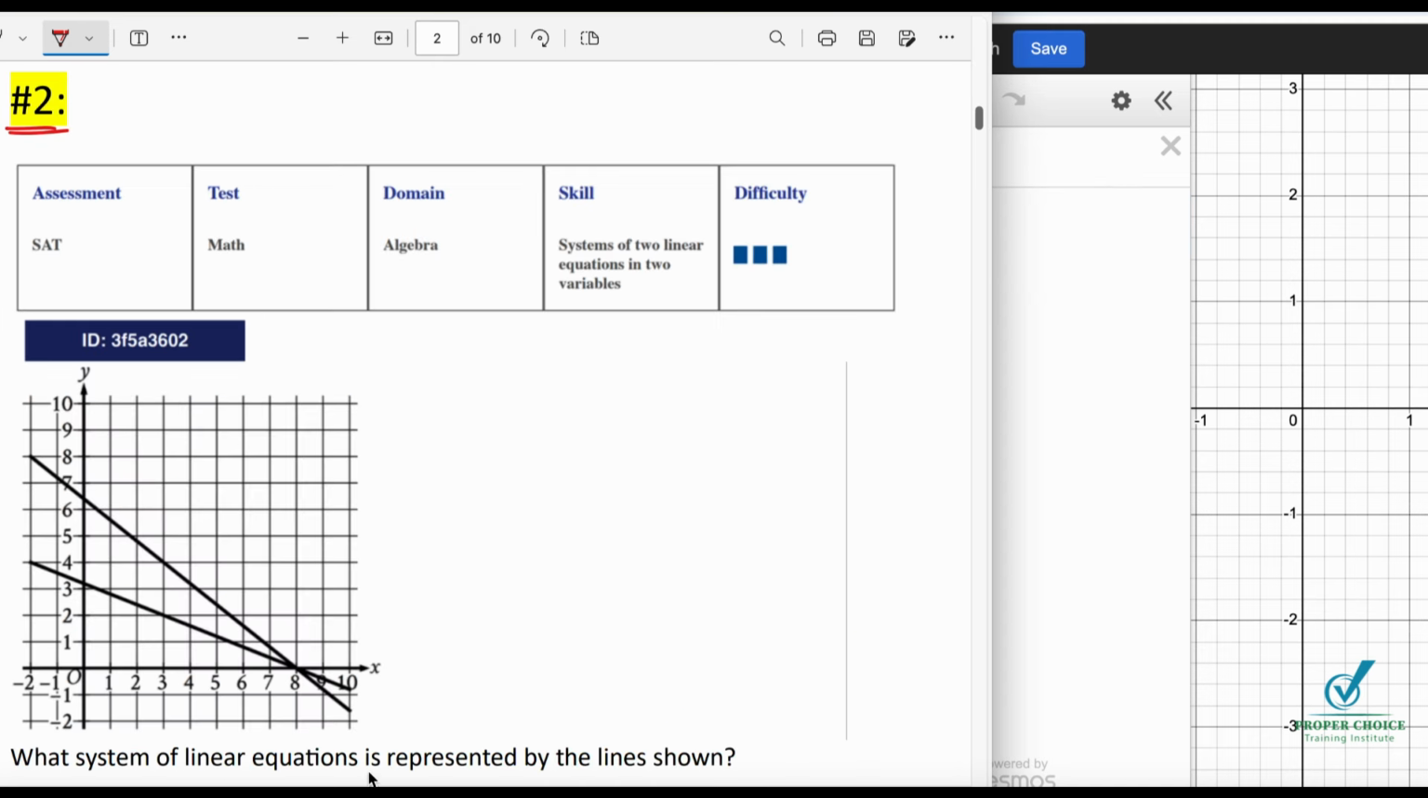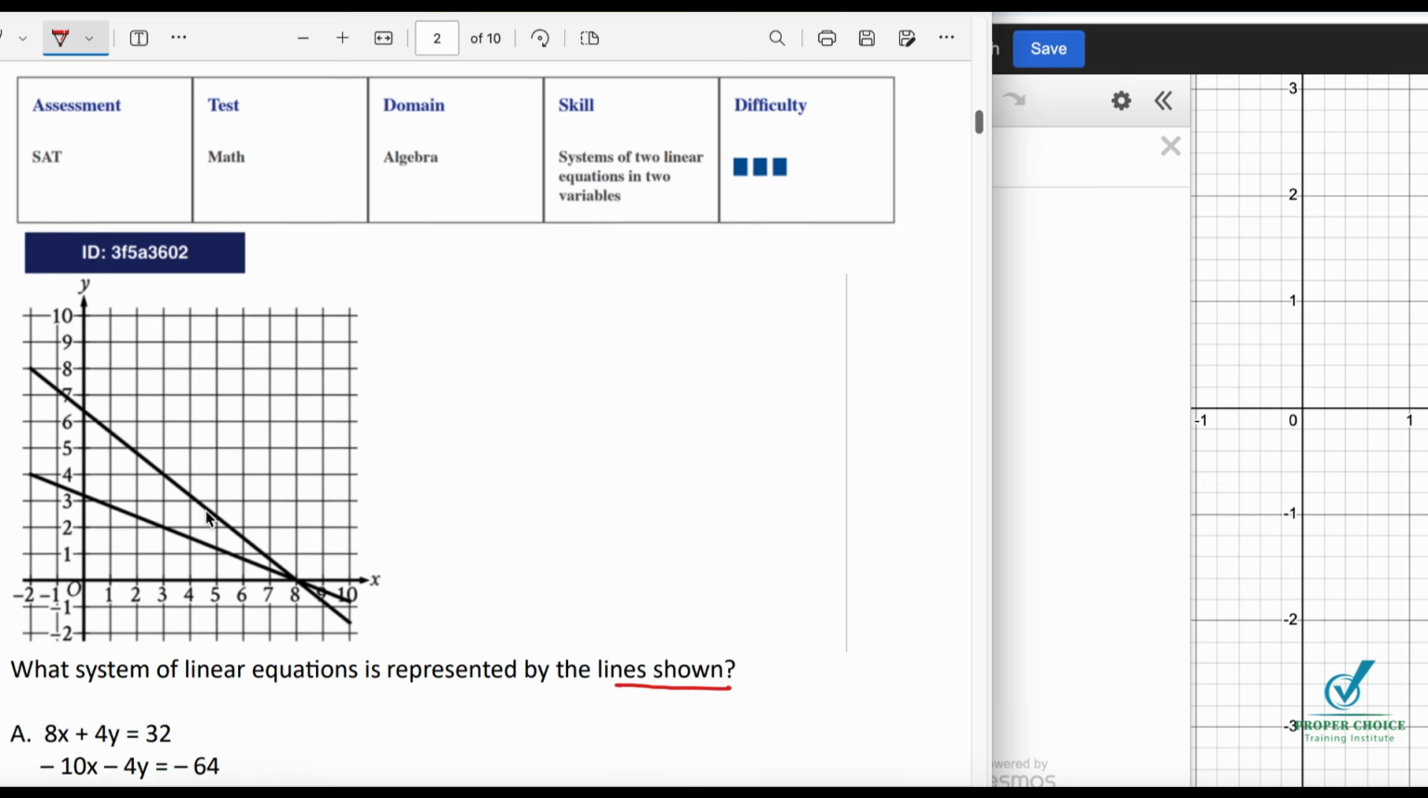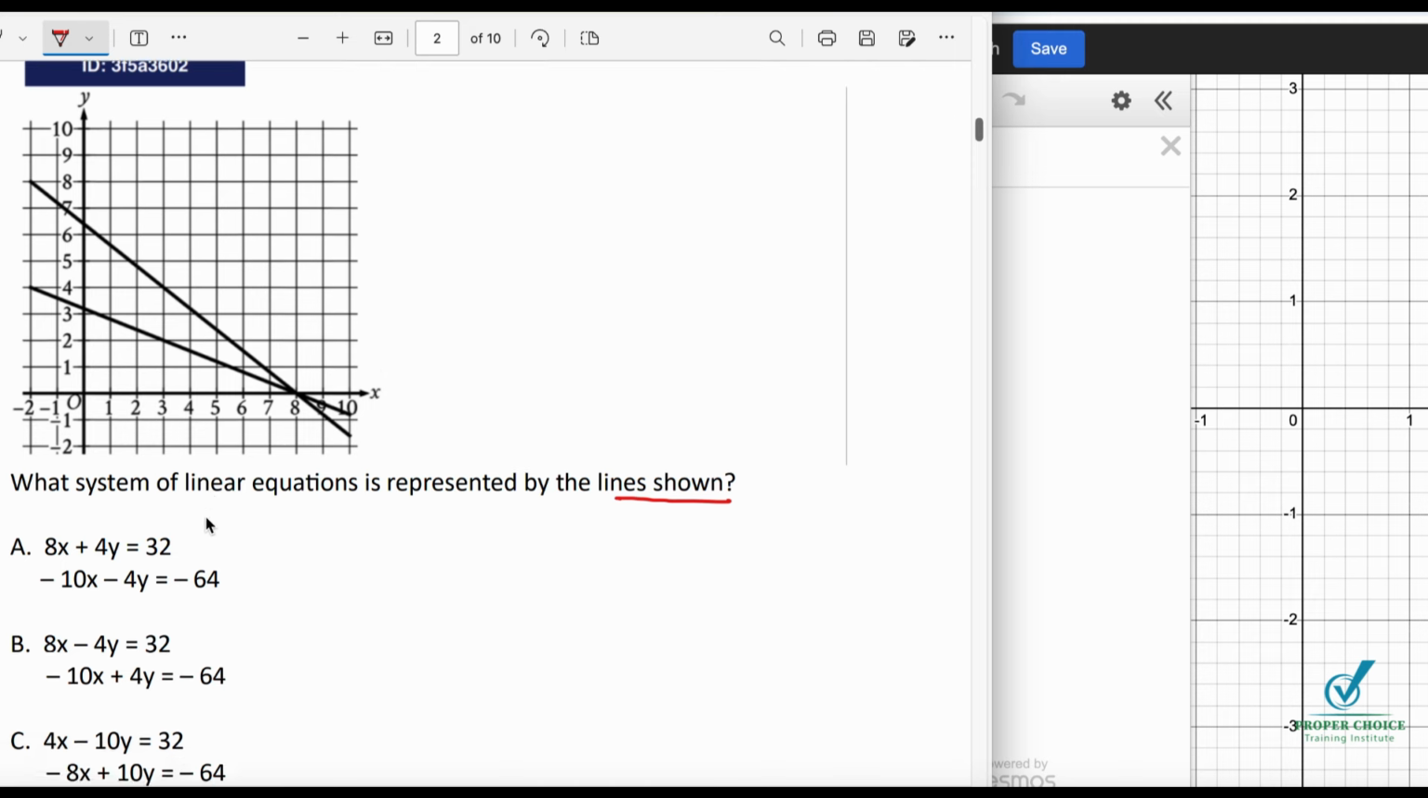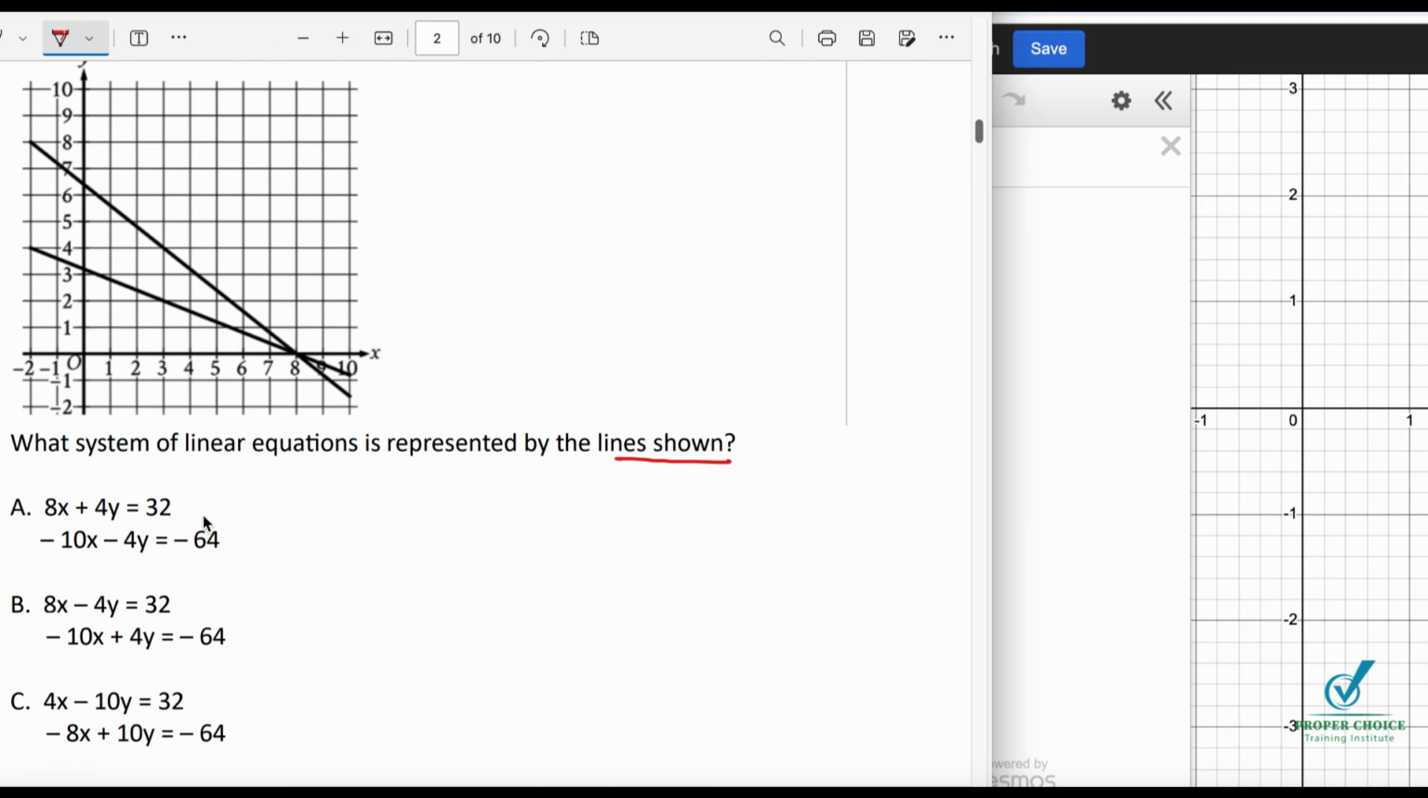What system of linear equations is represented by the lines shown? So the graph has been given to us. For this graph, which of the following is the system of linear equations representing that? Now how do we solve this kind of question? It's completely a part of DESMOS. So just remember a few points. You have to look at some reference point on the graph.